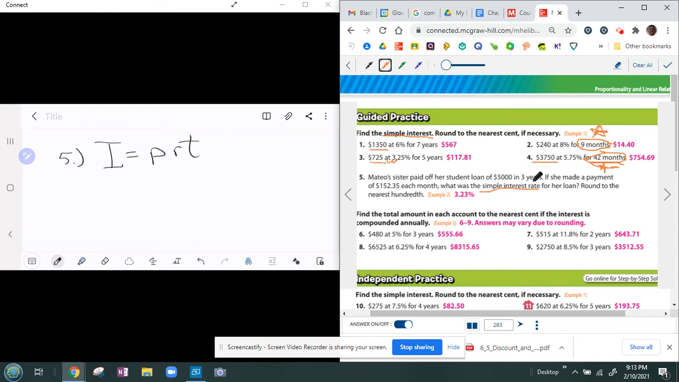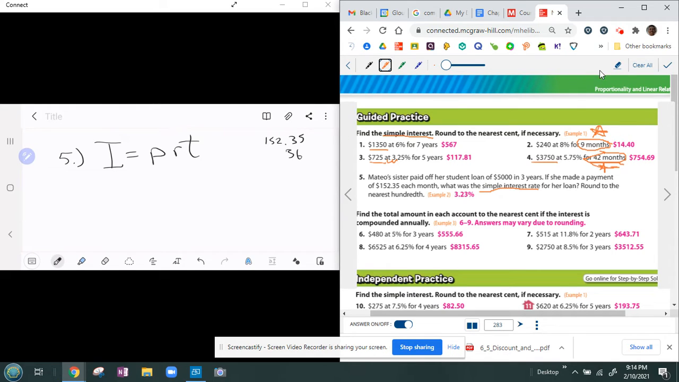So she was paying for 3 years at $152.35 each month. So that's 36 months because 3 years is 36 months. So we're going to do $152.35 times 36. Sorry, I don't know what I'm thinking. Got lost there. Times 36.